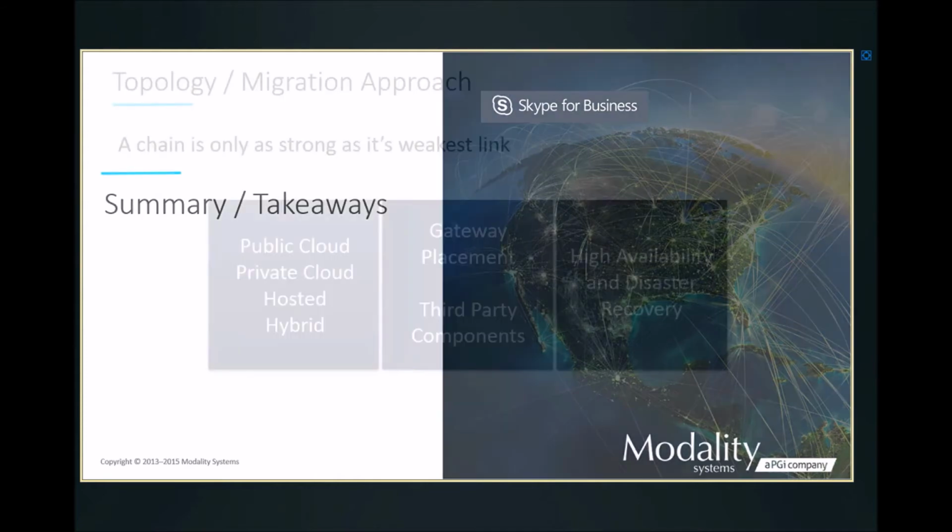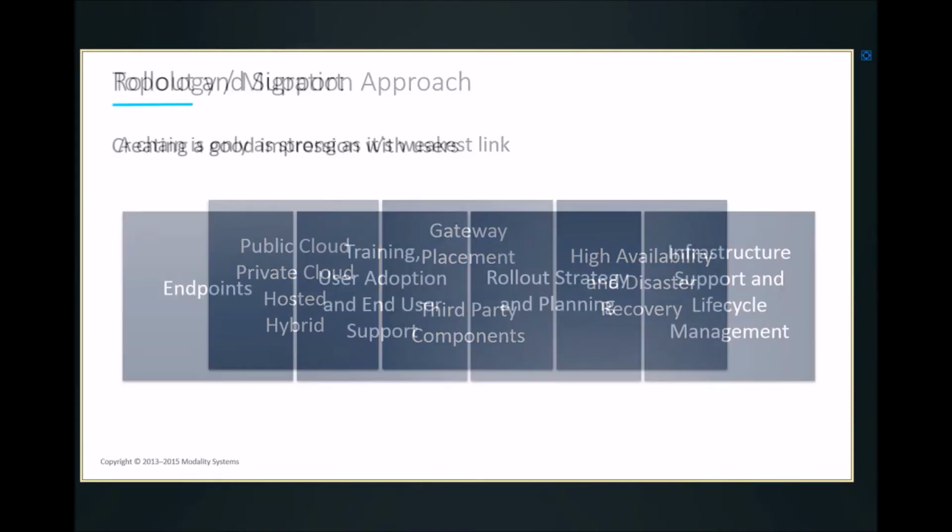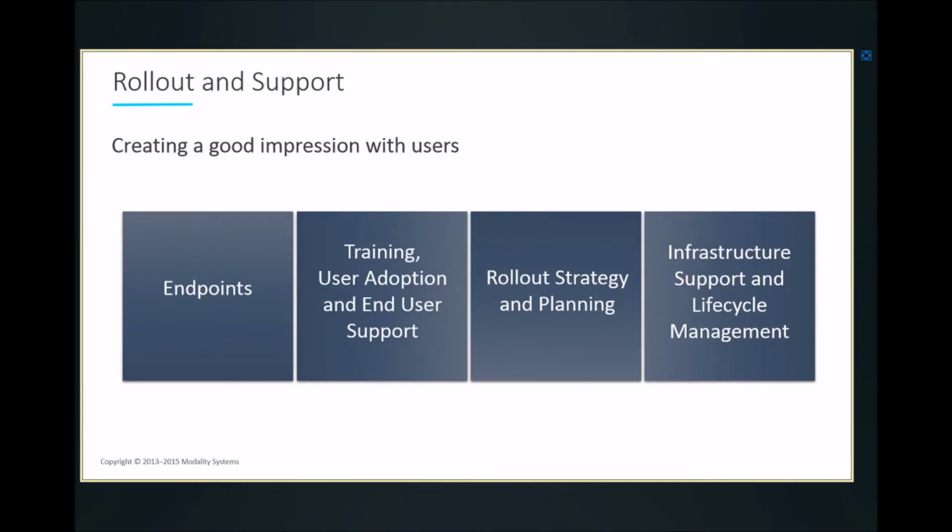So that's a bit of a whistle-stop tour of some of the requirements. I just want to take a couple of minutes to do a summary and give you all the areas to think about. So in terms of topology and migration approach, in the old adage of a chain is only as strong as its weakest link, you need to think about which model you're going to go down. Are you going public cloud, private cloud, or hosted or hybrid? And it could be a mix of those. Think about your gateway placement in terms of your voice project and your third-party components. And make sure you're considering your high availability and your disaster recovery and revisiting those elements ever so often to check they're all lined up for your business requirements.